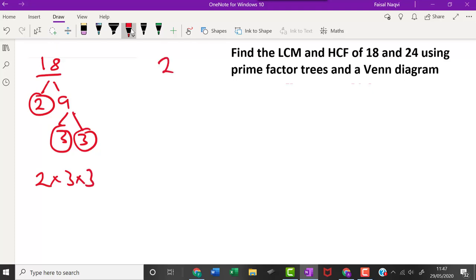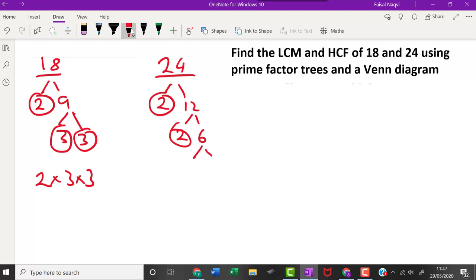With 24, I have to do the same thing. Any two numbers that multiply together to give me 24, I've got 2 and 12. 2 is a prime number, so I circle that. Two numbers that multiply together to give me 12 is going to be 2 and 6. Again, 2 is a prime number.